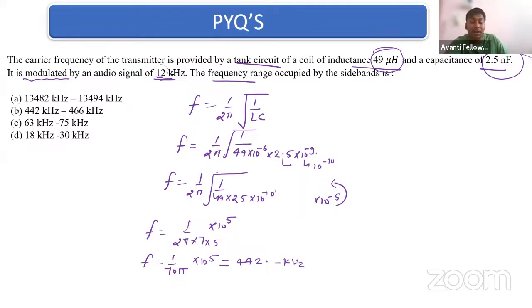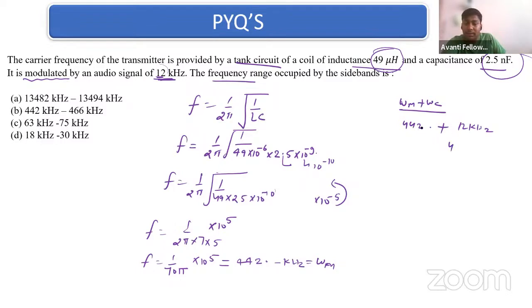Here you have 12 kilohertz, then the sideband frequency will be equal to, this is the omega m, the message signal. Now omega m plus omega c. So we can say the range will be equal to 42 point something plus this 12 kilohertz, and this is approximately 64.